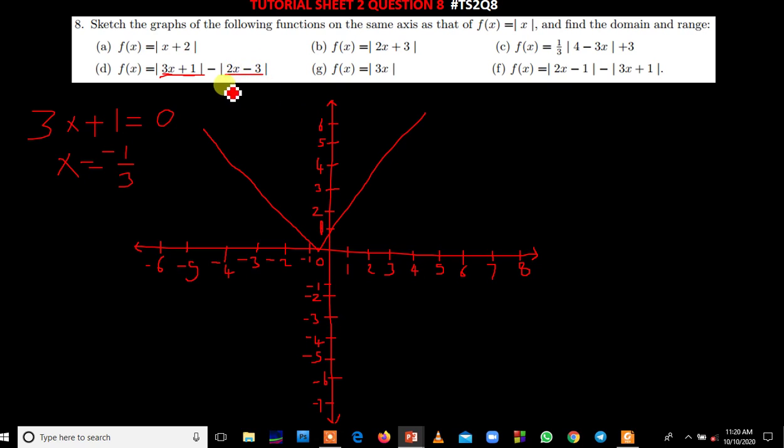So you equate this, 2x minus 3, to 0. So when you equate this to 0, you're going to have your value of x to be equal to 3 over 2, which is about 1.5 somewhere there. So it will be somewhere there. So it's going to turn from there, and then it's going to cut the x-axis, I mean the y-axis at, wait, it's going to cut the x-axis. Alright, so it's going to be like this.